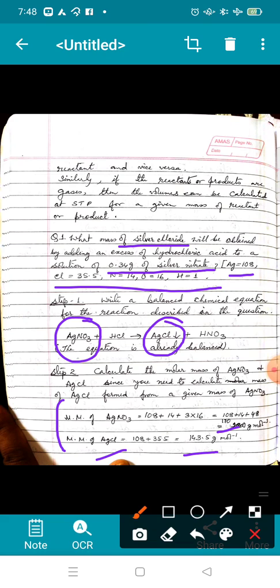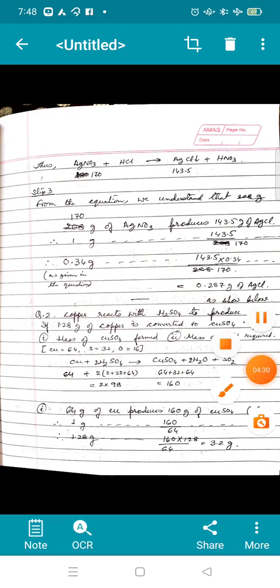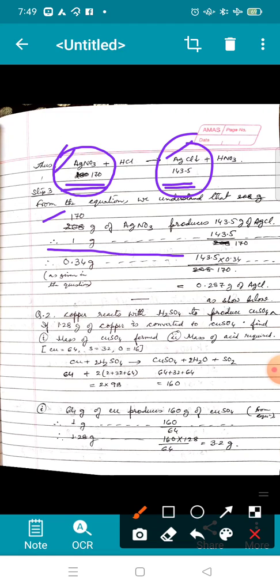This calculation we do separately, and we write it below the compounds in the equation. So you can see here below AgNO3 we have written 170 and below AgCl we have written 143.5. Now the first statement we write to calculate the mass of AgCl formed has to come from the equation. What information do we have from the equation here? 170 gram of silver nitrate will produce 143.5 gram of AgCl. So that is our first statement. Then we apply the unitary method. Therefore, 1 gram of AgNO3 will produce 143.5 divided by 170 gram of AgCl.